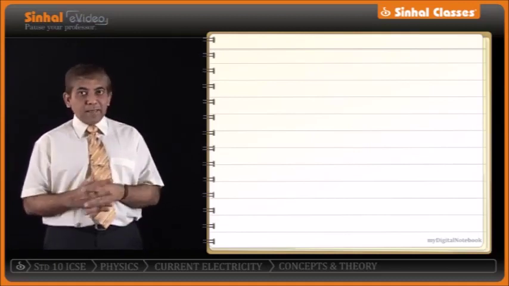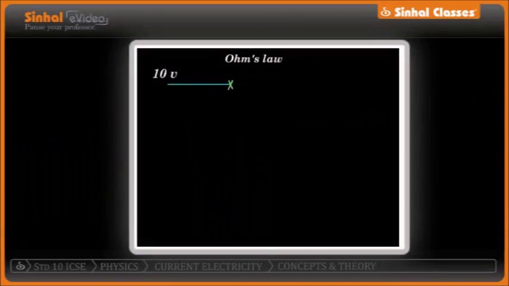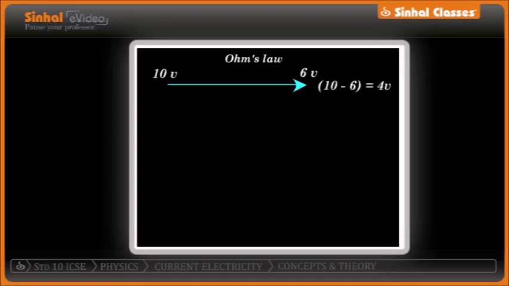So how do we understand it? Let's consider a conductor. Potential between its ends is given: one end is say 10 volt, the second end is 6 volt. What is the drop in potential between the two terminals? 10 minus 6, that is 4 volt. Supposing I change that 6 volts to 4 volts. So what is the drop between the two ends? 10 minus 4, that is 6 volts.